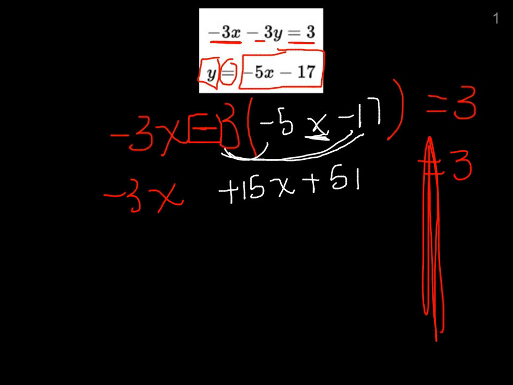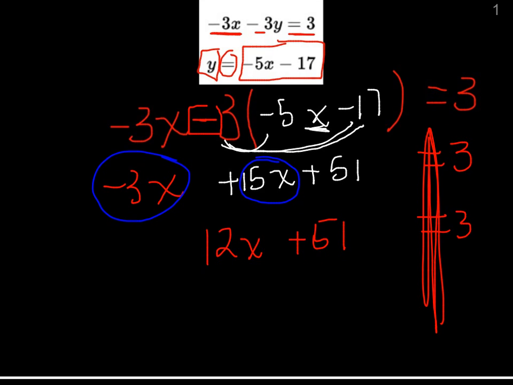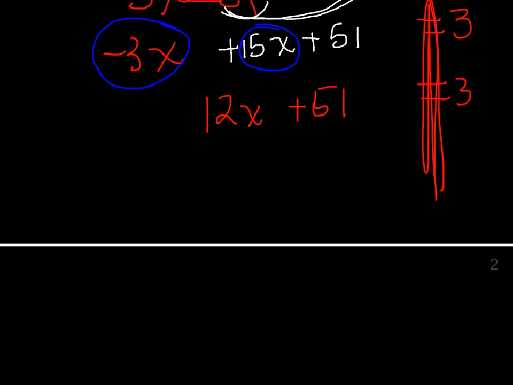Alright, so I'm going to break away from the central colors for just a second so we can show these are like terms. So we have negative 3x plus 15x, that's going to be 12x. So we have 12x plus 51 equals 3. And now we have a much simpler problem.